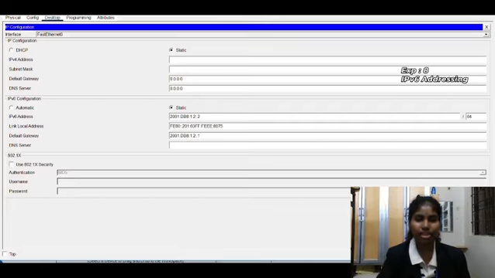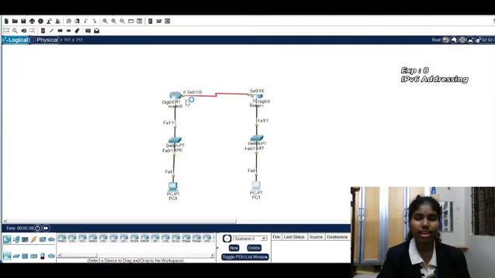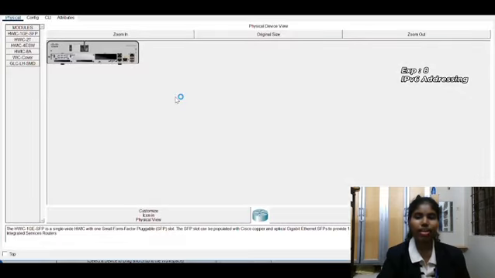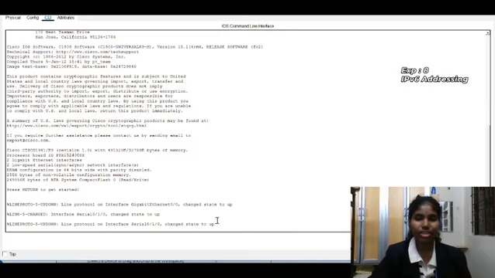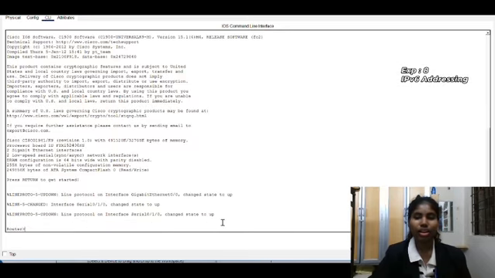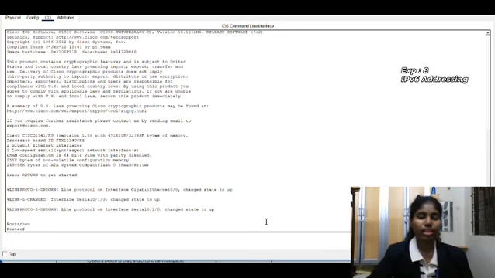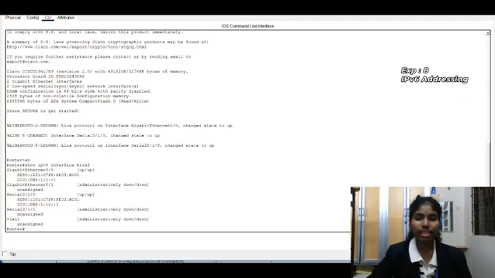IPv6 address configuration. I assigned IPv6 addresses to router interfaces using the given addressing table. I also assigned IPv6 addresses to PCs along with their default gateways. Each network uses a /64 prefix, which is standard in IPv6 addressing.